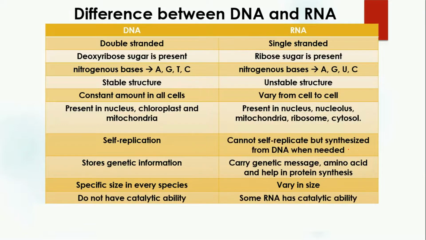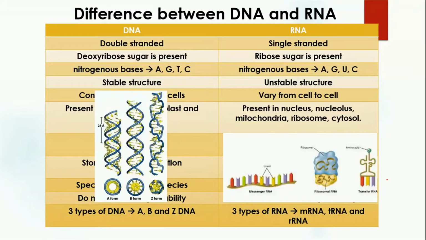The DNA does not have any catalytic ability. The catalytic ability means that it is not going to act on some kind of substrate and convert that into the product, or they are not going to act like an enzyme. On the other hand, scientists have discovered that some RNA have the catalytic ability. It means that they are going to act on the substrate and then they will convert that substrate into the products.